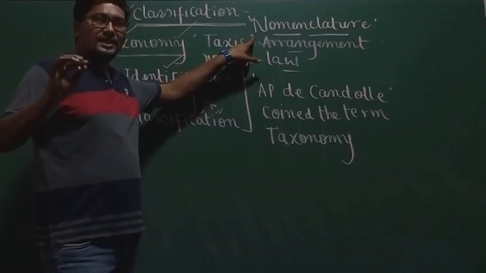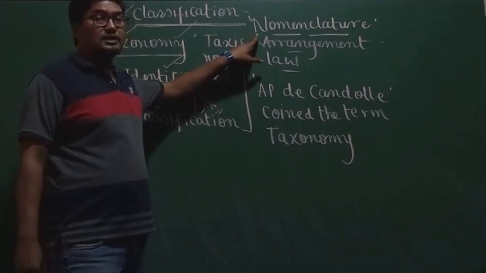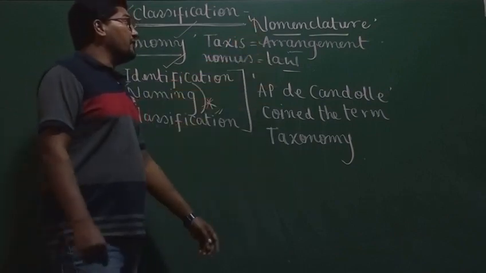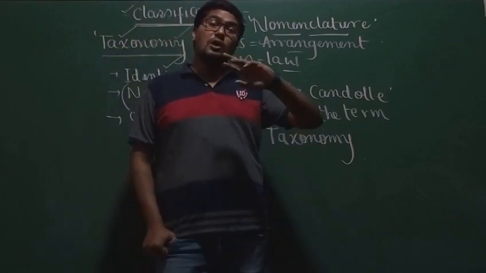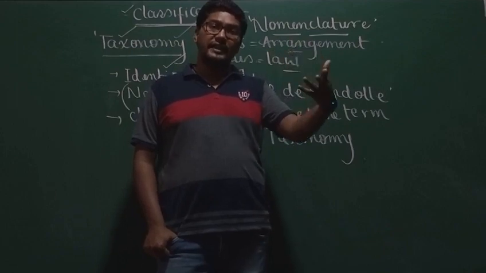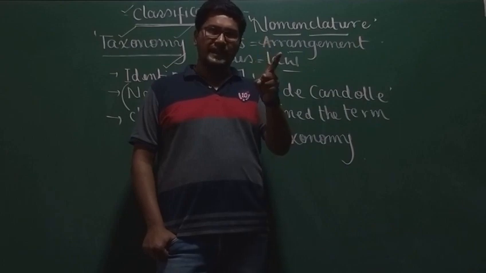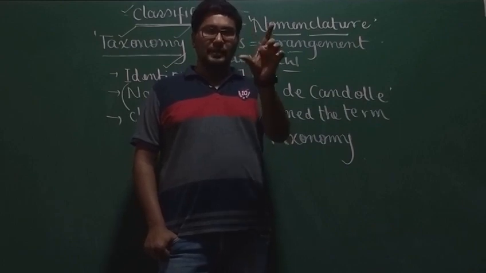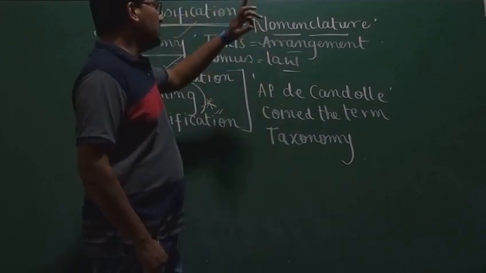So nomenclature can be defined as the practice of giving a distinct scientific name to an organism. Why do we have to give a distinct scientific name to every organism? To avoid the confusion, because in different languages different organisms are called with different names, but for a particular organism throughout the world some particular biological name should be present. That practice is called nomenclature.